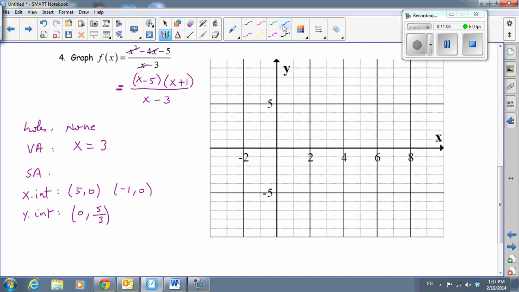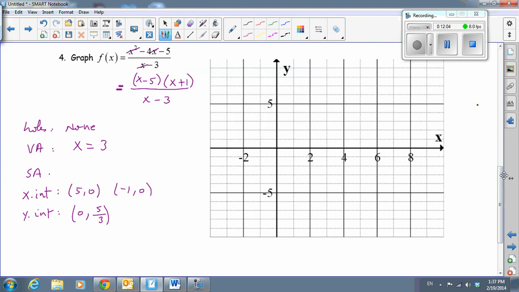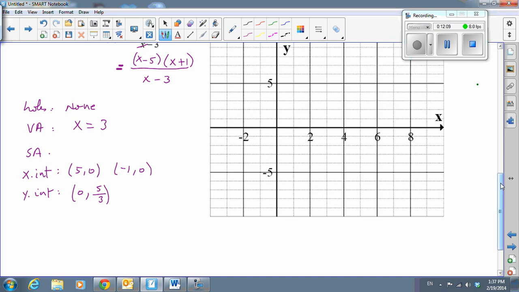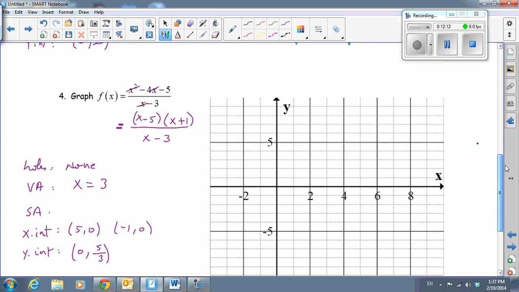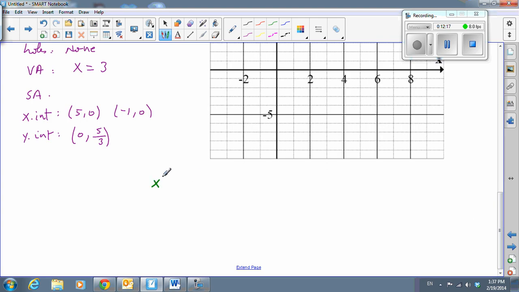Let's go back and work on our slant asymptote. To find the slant asymptote, there are multiple ways of doing it, but I suggest that you always use the long division. So I will use the long division on this problem. So I have x squared minus 4x minus 5, and here I have x minus 3. If you apply the long division, you will need an x here. That will give you x squared minus 3x. You subtract or change all the signs.